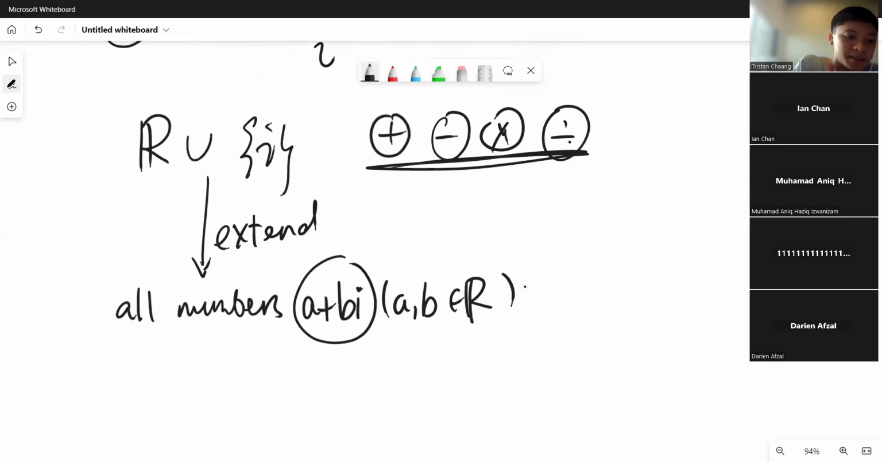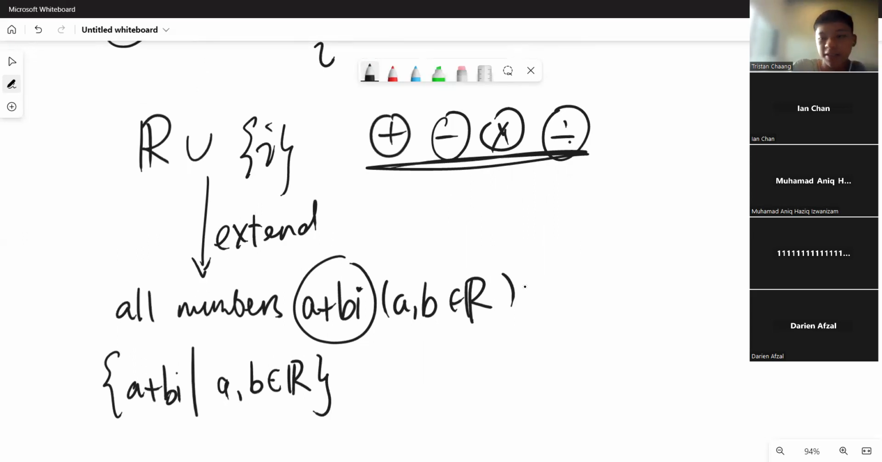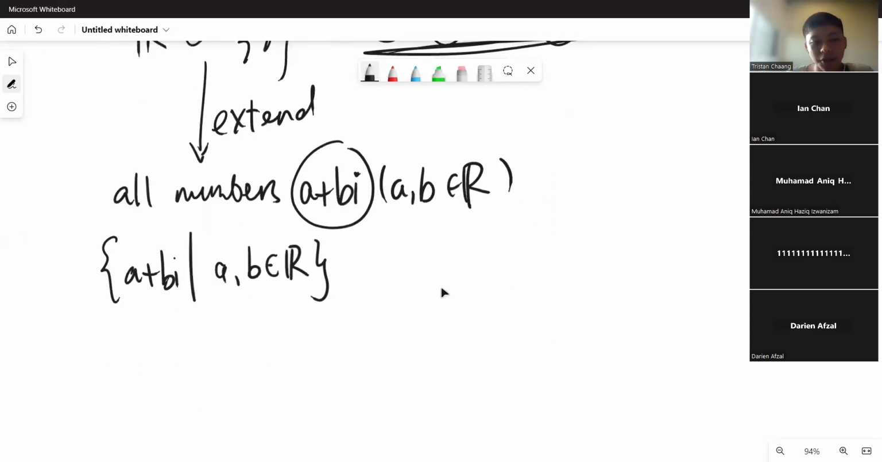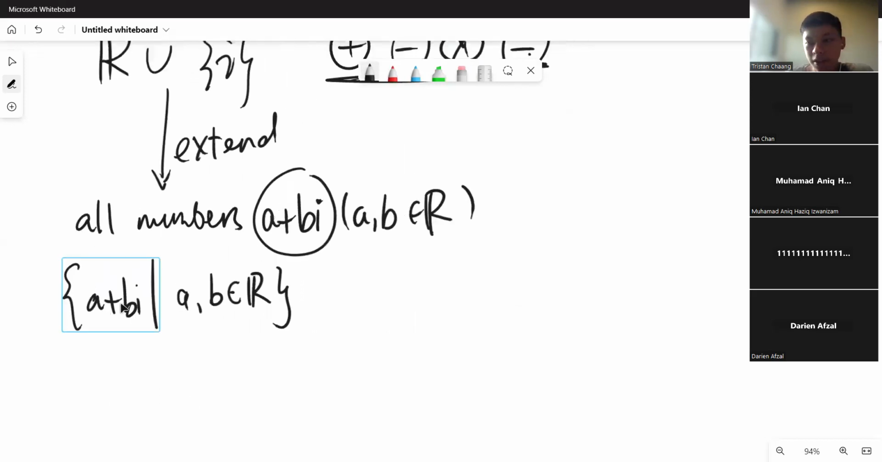So now we have this set a plus bi, where a and b are real numbers. And why is this good? Now, let's see. If we add two numbers of this form, like 2 plus 3i plus 4 plus 5i, then you get 6 plus 8i.